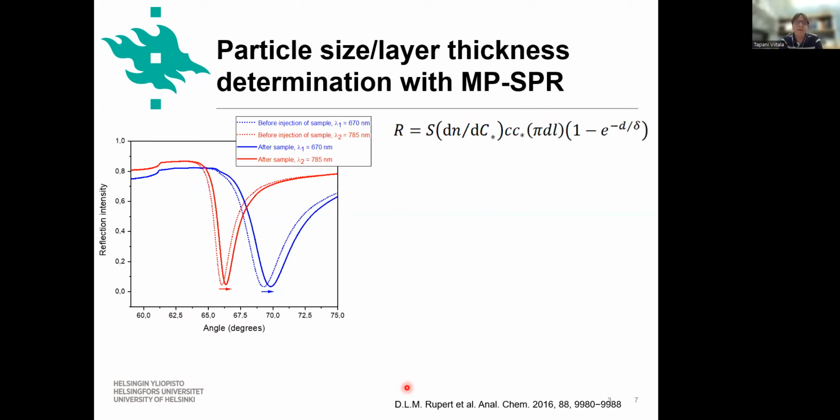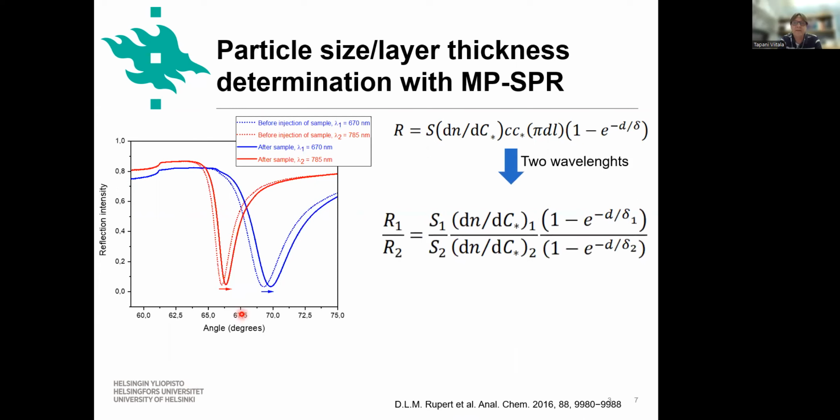So how this is done is that you have SPR spectra scanned with two different wavelengths, now 670 and 785 nanometers. The dotted line is the baseline, or where we start. Then when we inject something, this peak moves to the right. And if you do this at two different wavelengths, there is a change in both peaks.